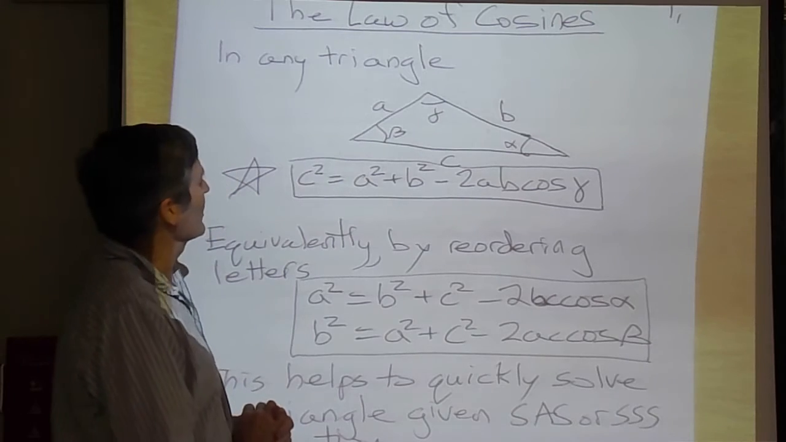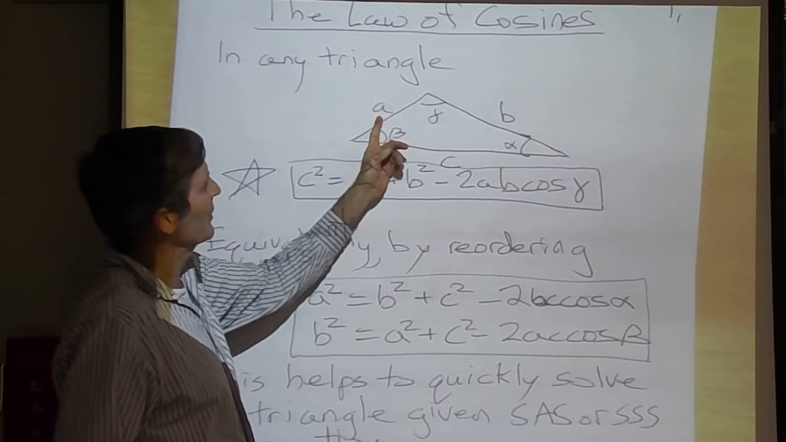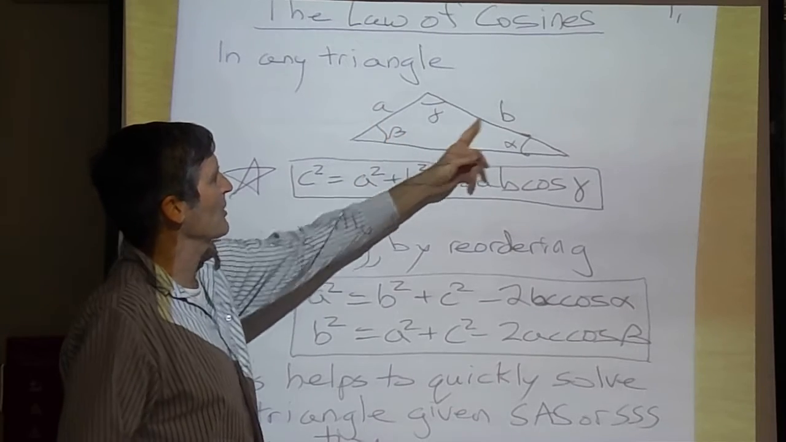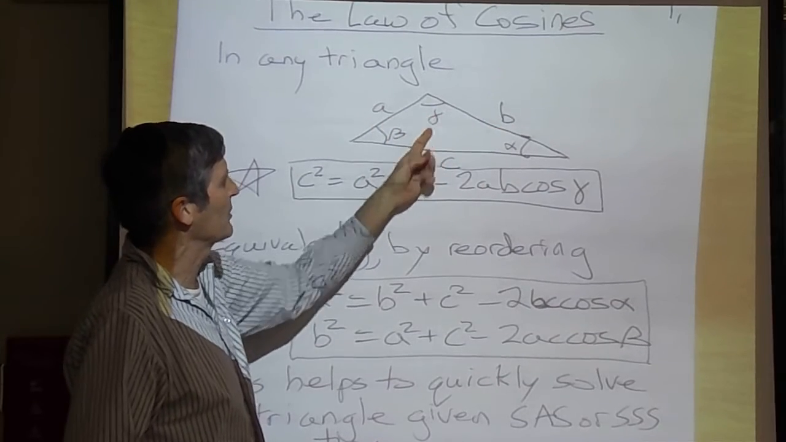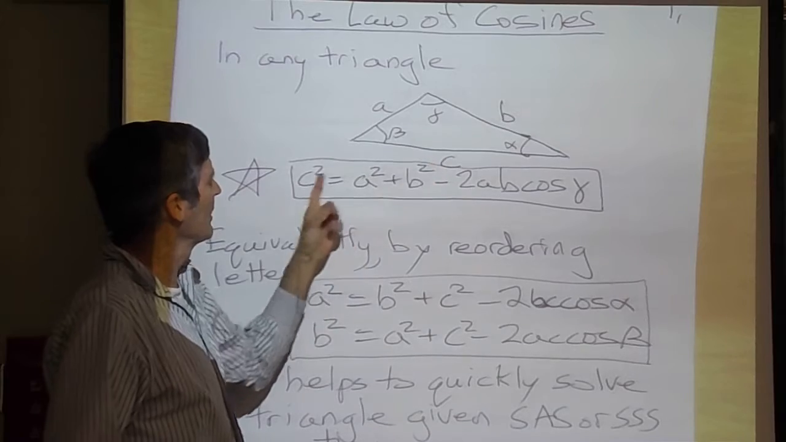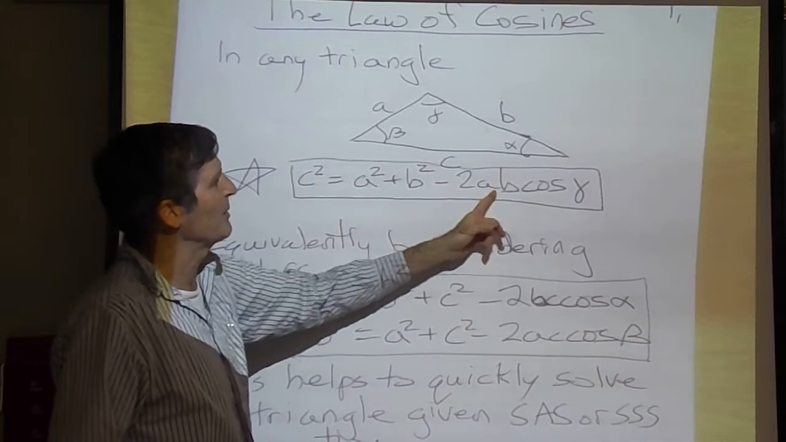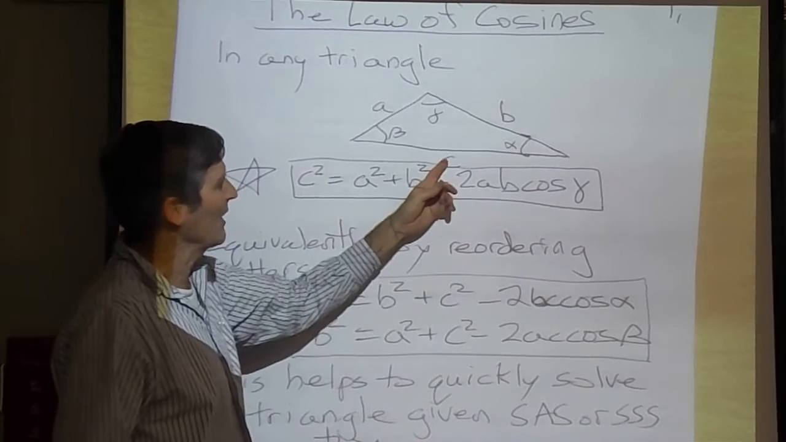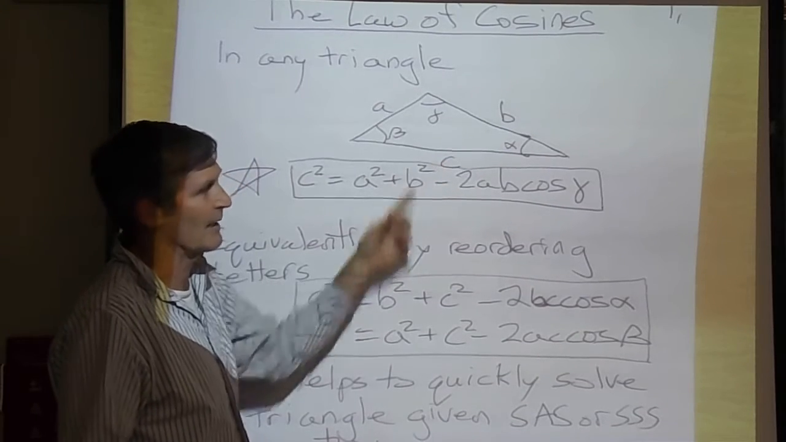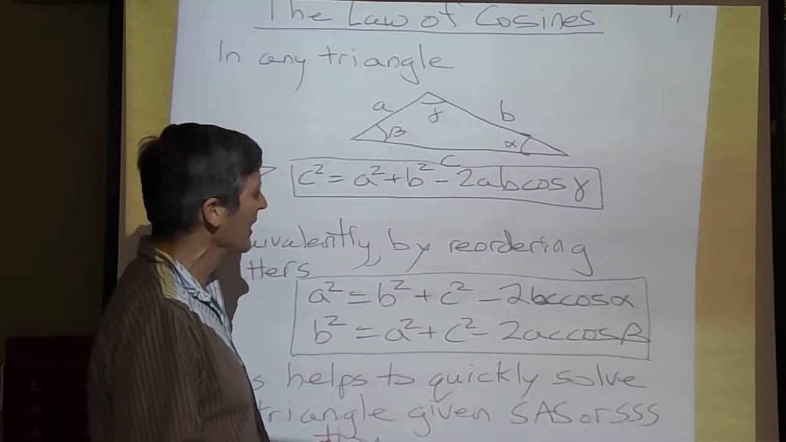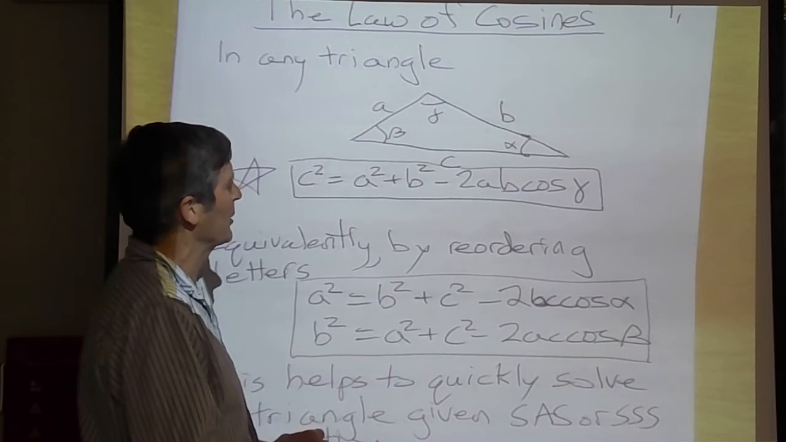Here's how it works, given the same labeling convention that angle alpha is opposite side A, angle beta is opposite side B, and angle gamma is opposite side C. C squared equals A squared plus B squared minus 2AB cosine gamma. You don't have to label the longest side with C like I've done here. On right triangles, it's convention to put C on the hypotenuse. It doesn't matter here. You can label it any old way.